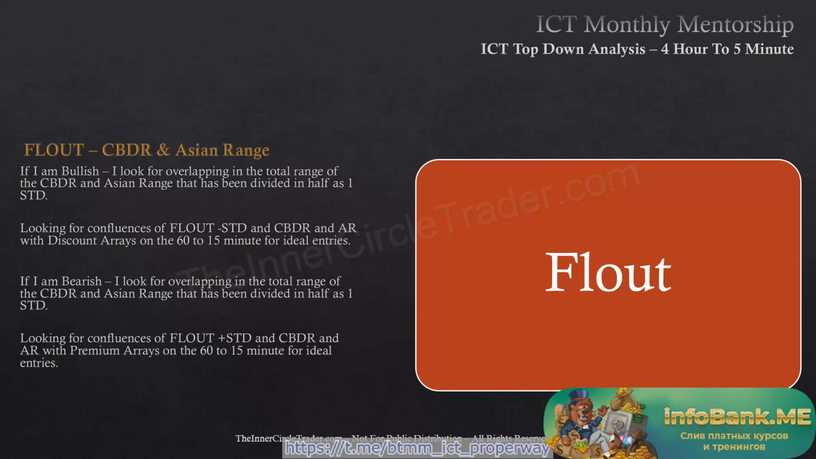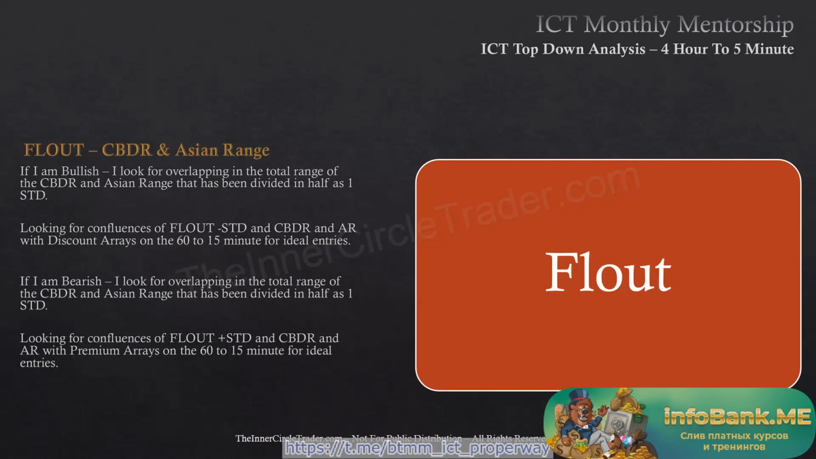But if I am bullish, I look for overlapping in the total range of the central bank dealers range and Asian range that has been divided in half, and this makes one standard deviation. So in other words, the range that starts at central bank dealers range opening all the way to Asian range close at midnight, New York time, whatever the highest high and whatever the lowest low is, say that is 40 pips. Half of that range is 20. 20 pips is the standard deviation for the flout.